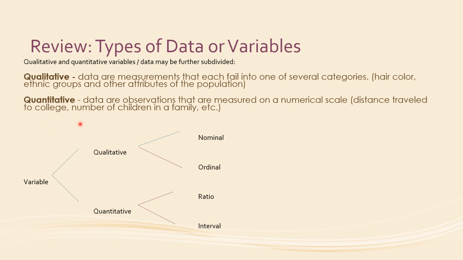And this measure or this data or variables can be divided into another category. Like in qualitative, we have nominal and ordinal. In quantitative, we have ratio and interval. So, on the next slide, we will learn anong pagkakaiba nitong apat na ito. Okay?